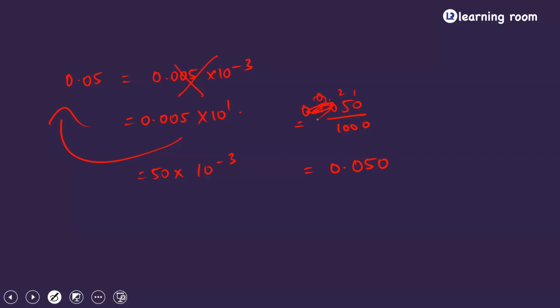Okay, so 0.05 is equal to, you could say it as what? 50 into 10 power minus 3 as well. Why do we do this, ma'am? Because when you are doing calculations, sometimes you might require it in terms of 50. You will feel that it will be easier to cancel.